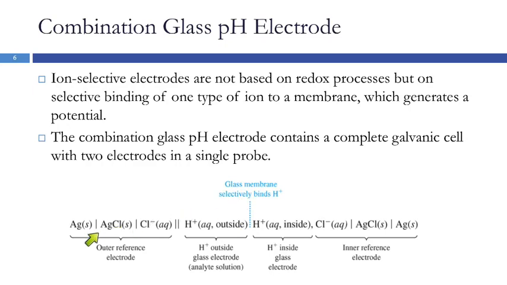So we've got an outer reference electrode, and that is in contact with the acid or the hydrogen ion concentration that's outside of the electrode. That's what we're measuring. And we have an inner reference electrode that uses a set hydrogen ion concentration that is not going to change. This is part of the electrode. And because these concentrations are different, even though the processes are the same, you get a potential difference or a voltage across.